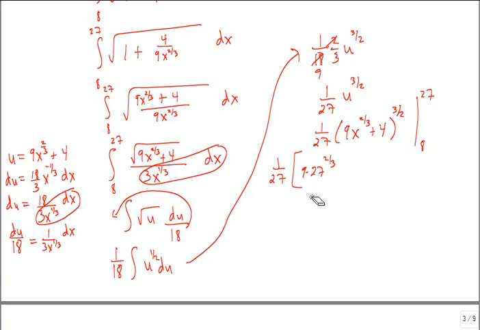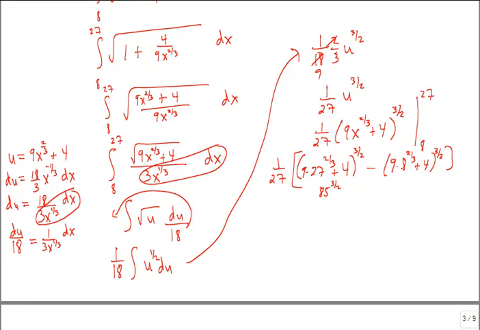Actually, let me go ahead and put that in here. I'll write it like that for now, and we want to raise all of that to the 3/2. So this would be 81 plus 4 is 85, so this is going to be 85 to the 3/2, which does not reduce nicely. It's going to be some decimal. And then if I plug in my 8, then this would be 9 times 8 to the 2/3 plus 4, all raised to the 3/2.